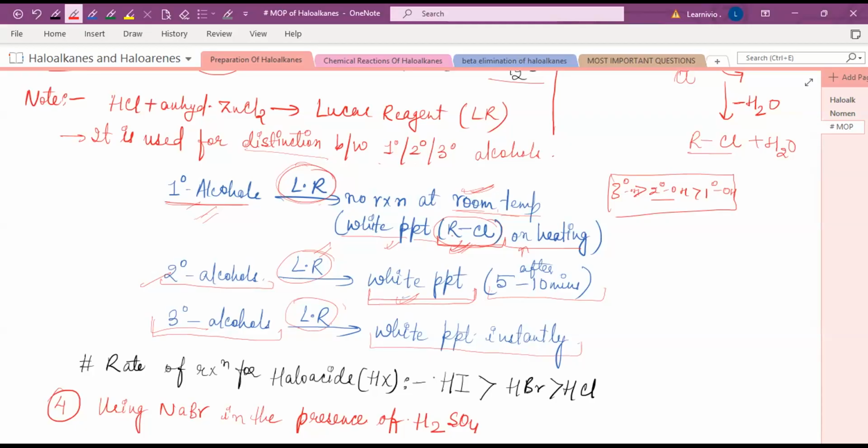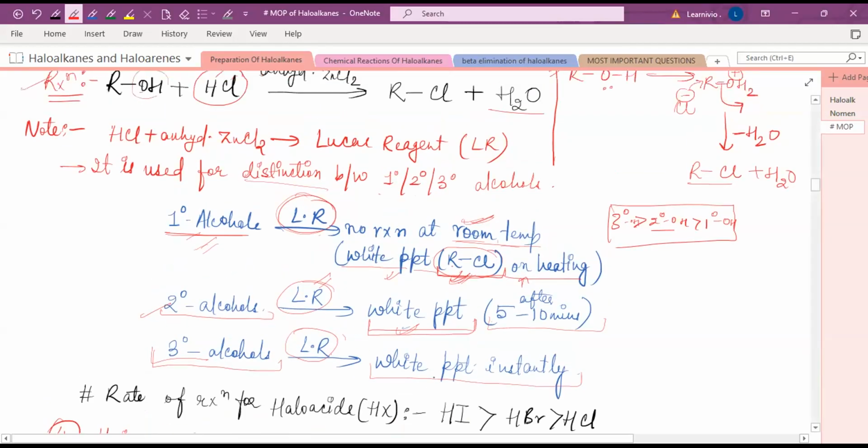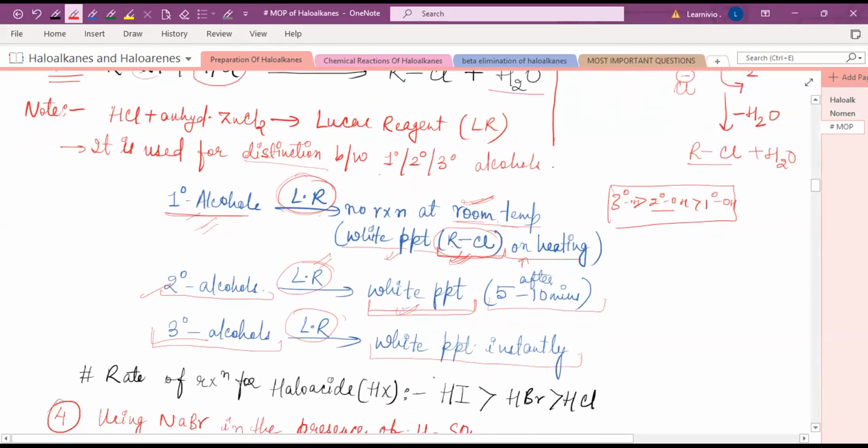So our unknown alcohol is a tertiary alcohol when it gives the white precipitate and gives a Lucas test very instantaneously, right? So that's a tertiary alcohol. Okay, so Lucas test is basically used for distinction between primary, secondary, and tertiary alcohol. Got it?